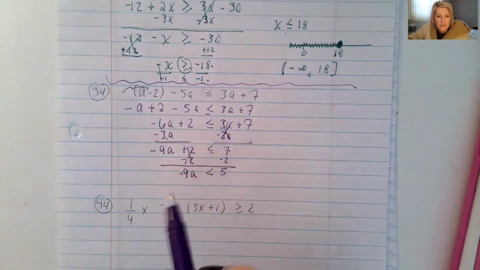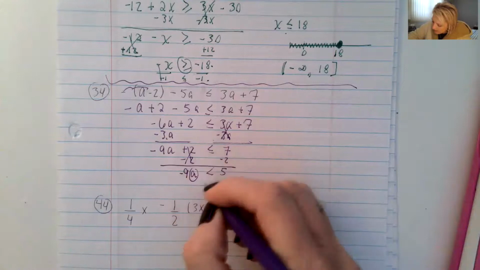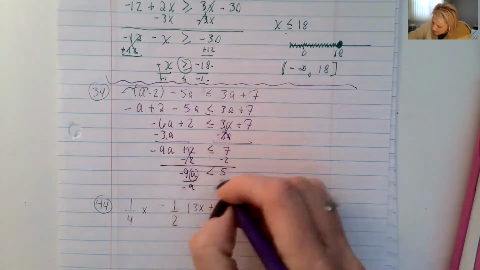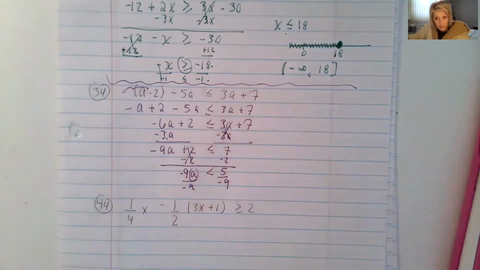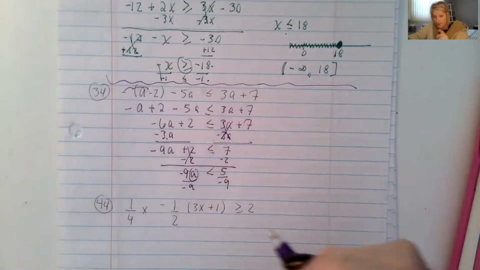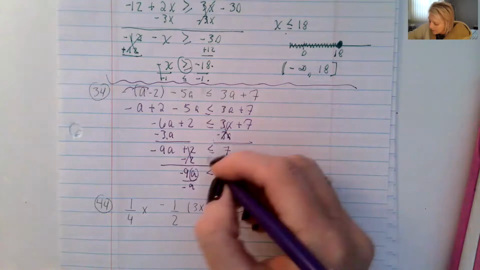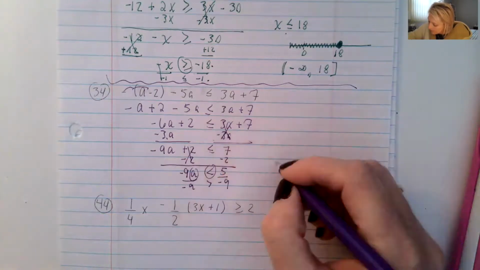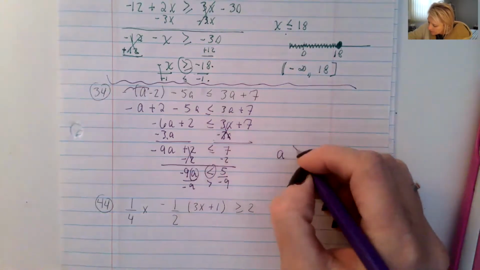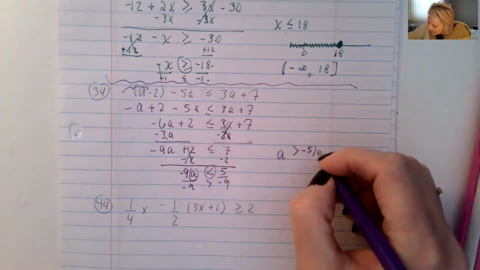And to solve for a, divide it by negative 9. And I apologize for the pounding. Somebody's here working at our house. And so because we divided by a negative, we're going to circle this and we're going to flip our symbol. So a is actually greater than or equal to a negative 5/9.